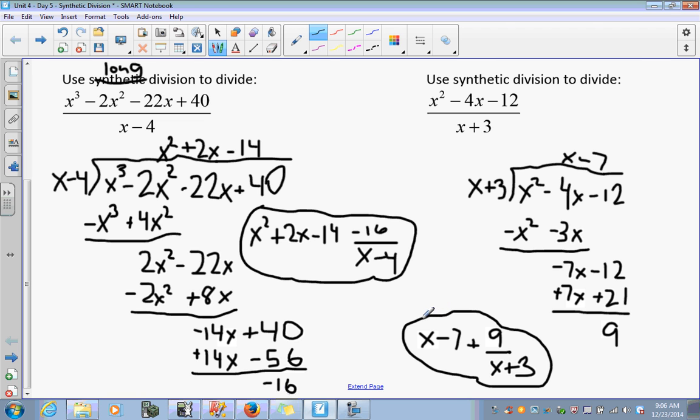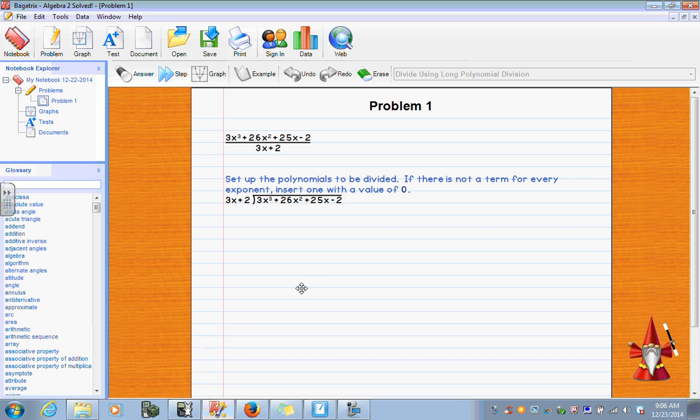Okay? Now I want to show you just one more long division example, and hopefully it'll bring the point home for you. Here we have 3x cubed plus 26x squared plus 25x minus 2 divided by 3x plus 2. Again, we set it up like long division here, right? Now, 3x, what do I need to multiply 3x by in order to get 3x cubed? Wouldn't I multiply that by, say, x squared?